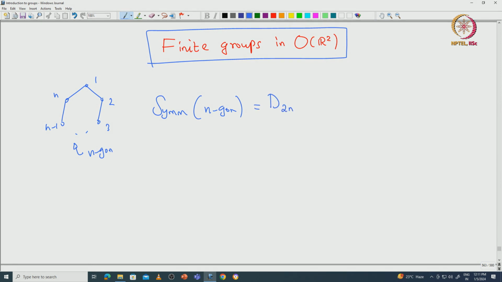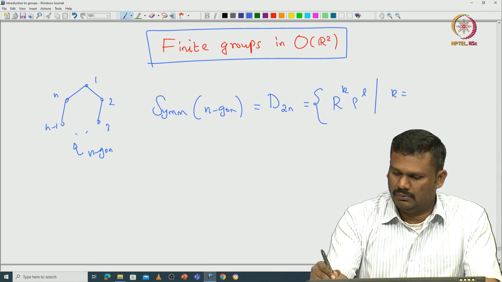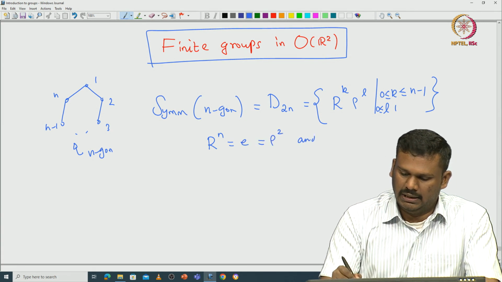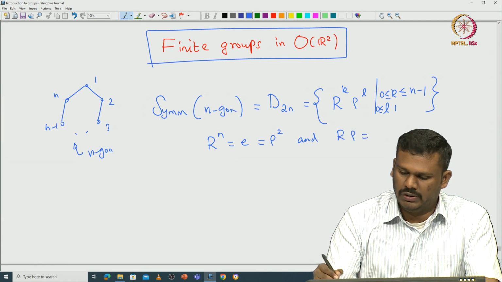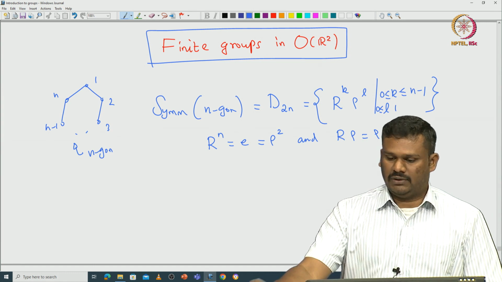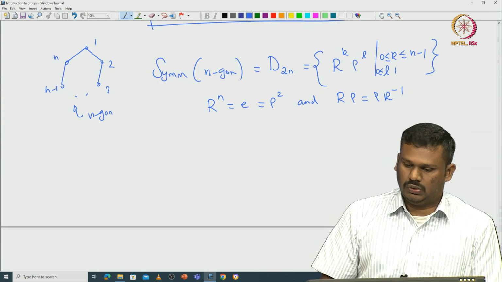This is called the dihedral group, and we realized that it is explicitly given by the elements r^k ρ^l, where k ranges from 0 to n minus 1 and l ranges from 0 to 1, where r^n is identity and ρ² is identity, and they satisfy the relation rρ equals ρ r inverse. So this is what we verified for the dihedral group.